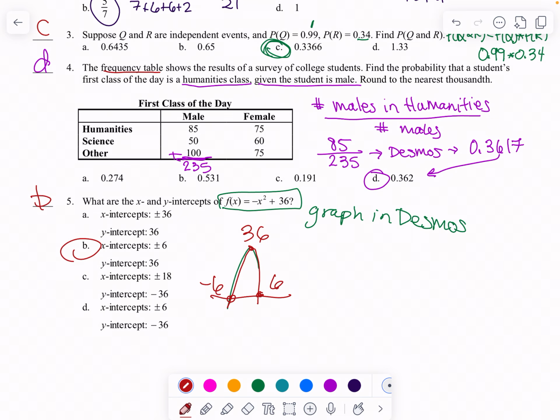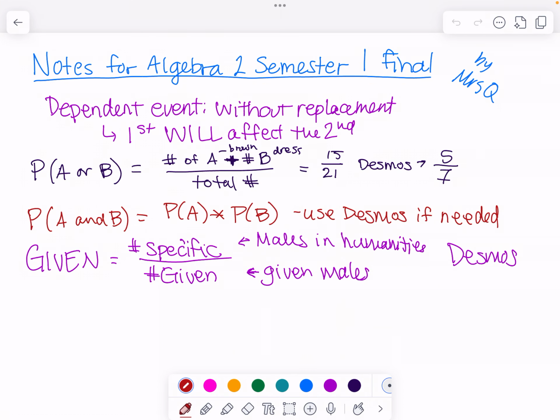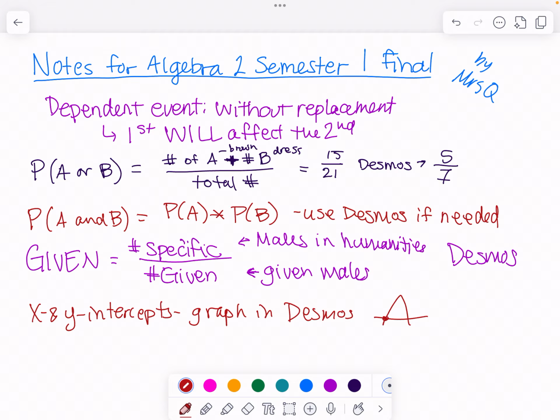So I'm going to put x and y-intercepts, just as a reminder on my notes. Graph in Desmos. And then I'll draw that little picture. X-intercepts. And this one up here, y-intercept. Okay.